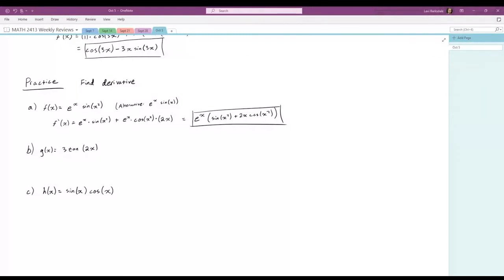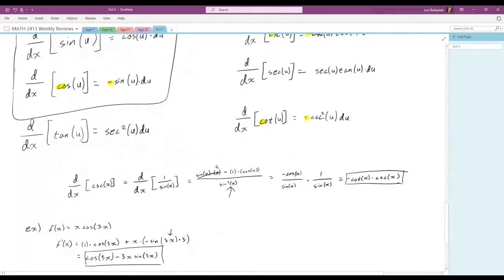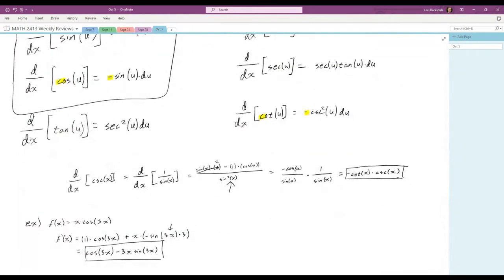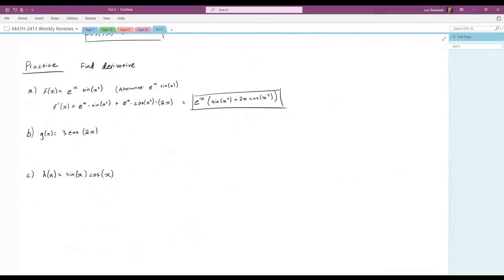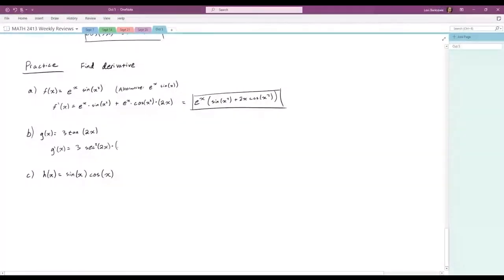All right. Part B is fairly straightforward. What we have is 3 times the tangent of 2x. Again, we do have a formula for the derivative of tangent. The derivative of tangent is secant squared of u times the derivative of what's inside. So the derivative of 2x is just 2.